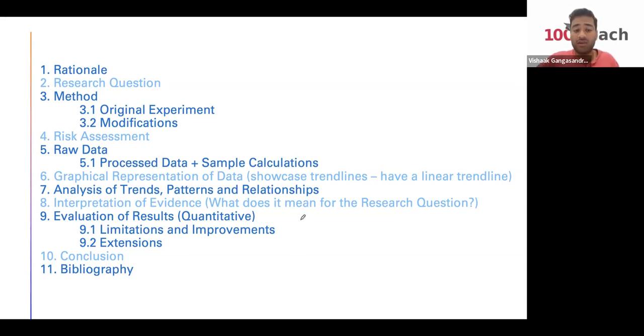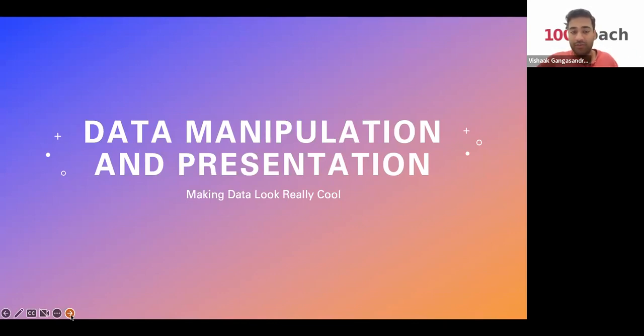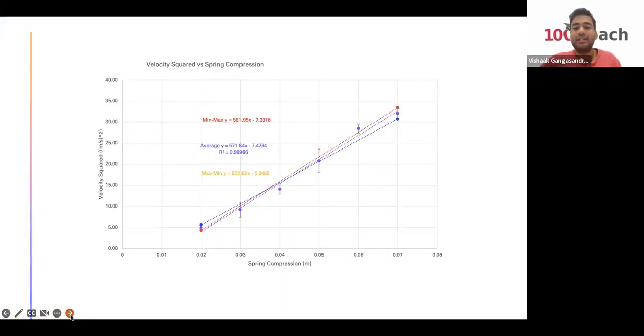An evaluation of results. Be very quantitative, talk about the limitations and improvements and extensions, and then obviously conclusion and bibliography. Okay, next section, data manipulation and presentation. So this is just how to make data look really, really cool. So this is an example of a graph that I used in my physics assignment, okay, velocity squared against spring compression. Format your data like this.